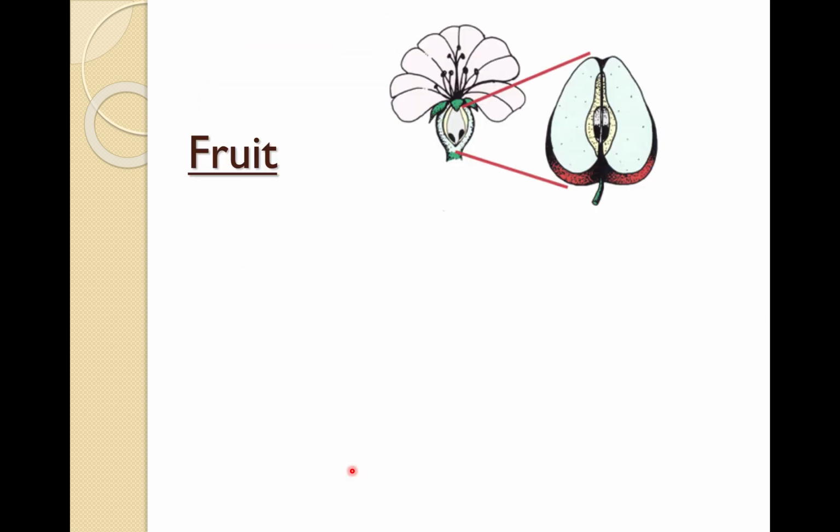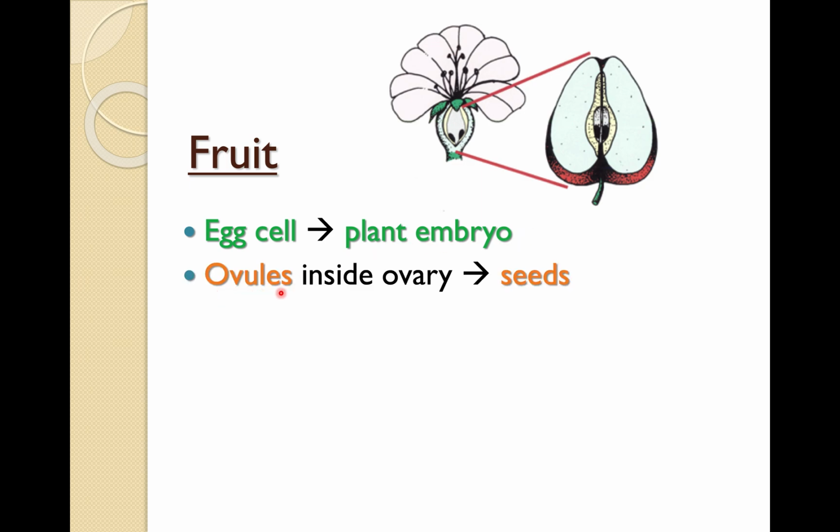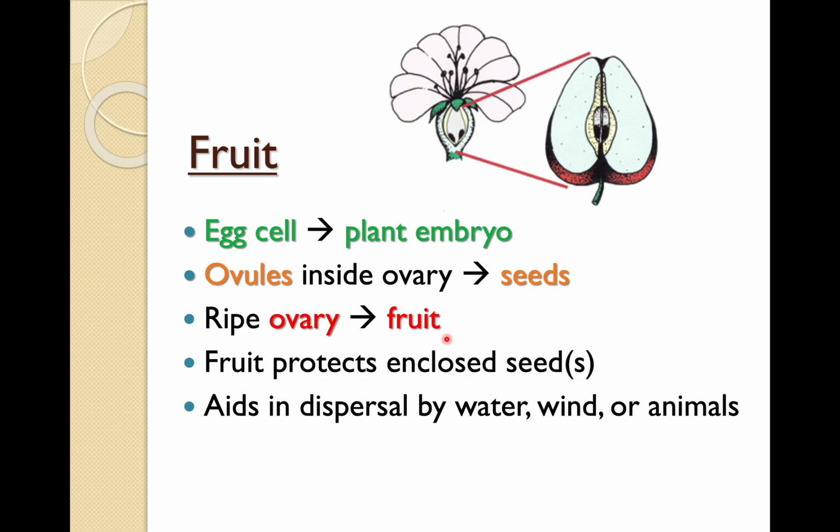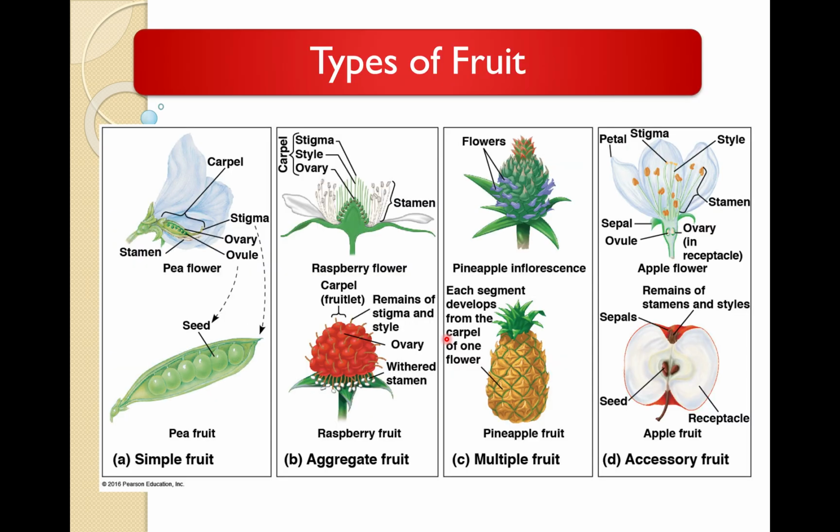So a notable feature about angiosperms is these seeds are enclosed in a fruit, and once the egg cell is fertilized, it becomes the plant embryo, and the ovules that the egg cells are in inside the ovary become the seeds, and the ripe ovary actually starts to develop and grow into the fruit. Remember, in our last lecture, we talked about how some sugar sinks are places where you want to store sugar or send sugar, and fruit is definitely a place you want to send sugar to. So this fruit protects the enclosed seed, but also aids in the dispersal of these seeds away from that parent plant by a variety of means, including water, wind, or animals.